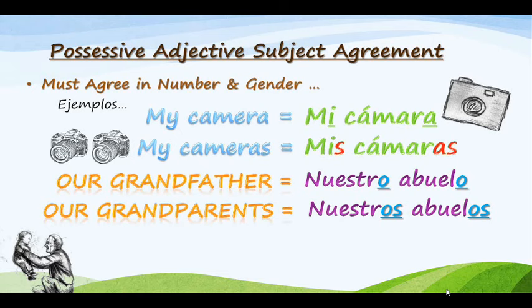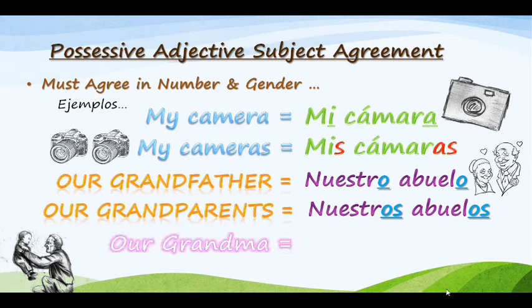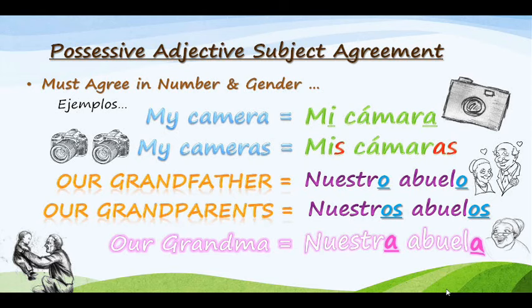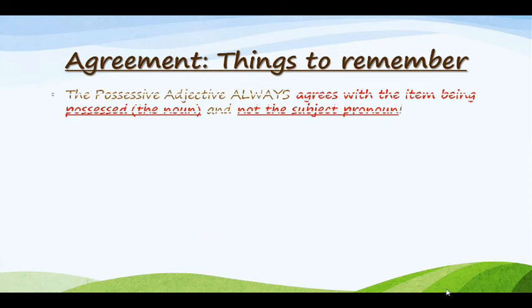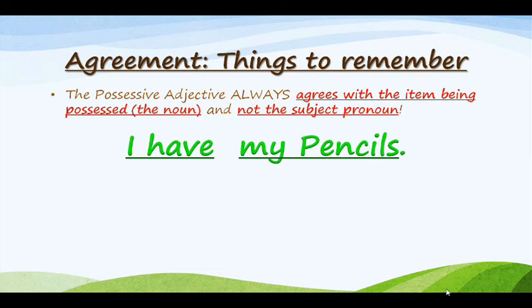Now, of course, depending on context, that could also mean our grandfathers. But you just have to go on context there. So, nuestros abuelos. Or our grandma or grandmother, nuestra abuela. So again, you have to be very careful to make sure you're making the possessive adjective agree with the thing that is being possessed or showing a relationship. Some other things to remember would be that the possessive adjective always agrees with the item being possessed, the noun, and not the subject pronoun. This is what can be tricky for some people, but you get the hang of it when you continue to practice it and you use it more and more.